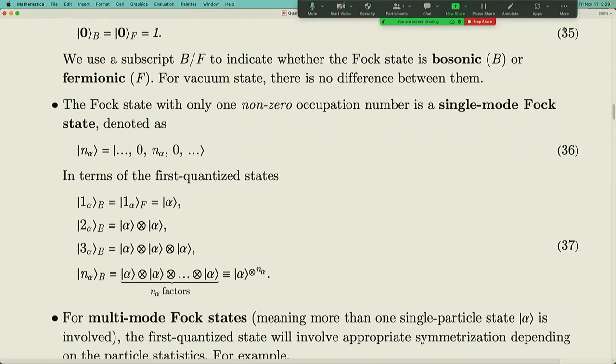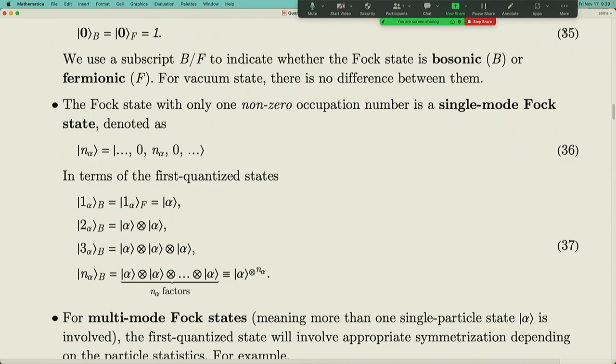But okay, then in general, any other non-zero occupation number. Also, you may notice that I put a B or F here. It is because there are two versions of Fock space, one bosonic and one fermionic, and we need to distinguish them. So we put this B and F to denote whether it is the vacuum state in the bosonic subspace or the vacuum state in the fermionic subspace. But they are actually the same state. The vacuum state is shared between the bosonic and fermionic subspaces. It's in the intersection of these two subspaces.